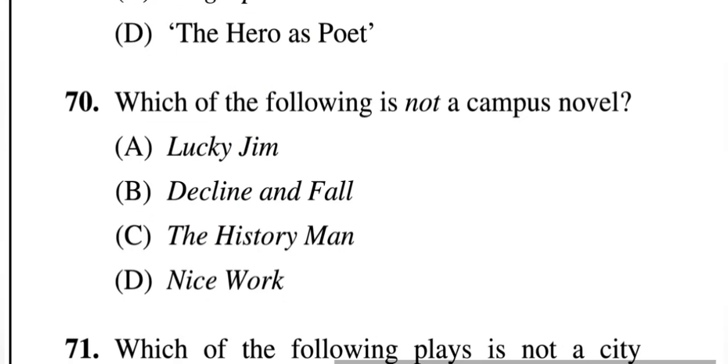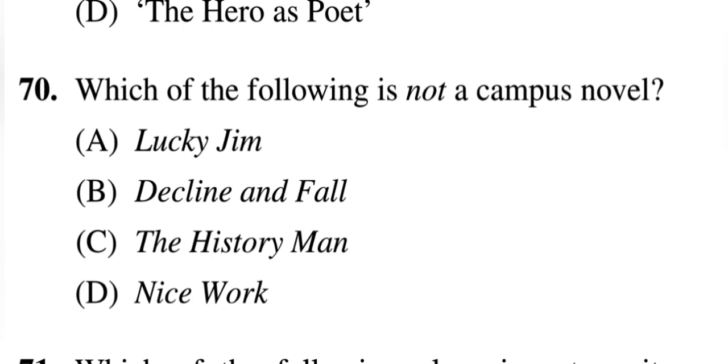Okay, now next question. It says, which of the following is not a campus novel? I have heard for the first time about the campus novel. So please do your own research. Now we have to find out which of the following is not a campus novel. A, Lucky Jim, B, Decline and Fall, C, The History Man, D, Nice Work. 70. Correct answer will be B, that is Decline and Fall. This is the correct answer.